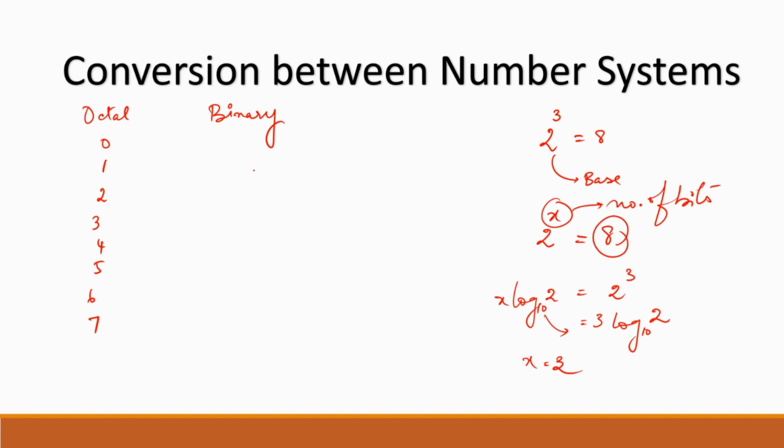So the number of bits here is 3. So we can represent an octal number as a 3-bit binary number. So 0 would be all zeros. What is 1? 0 0 1. What is 2? 0 1 0.